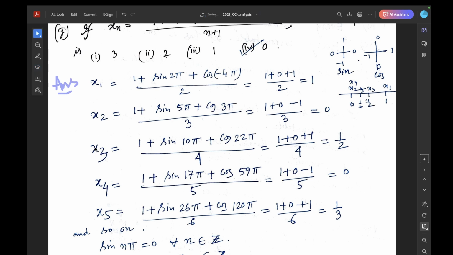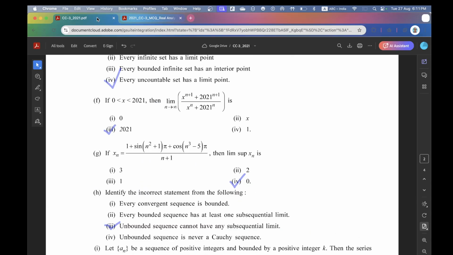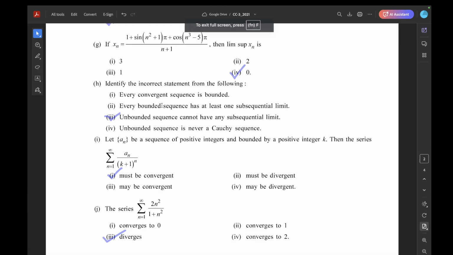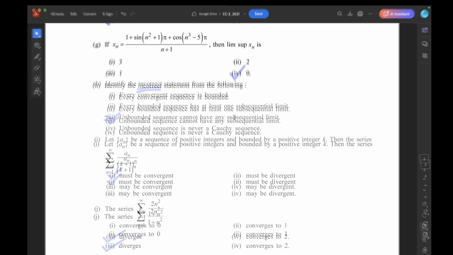Next question. Identify the incorrect statement from the following. Option 3: an unbounded sequence cannot have any subsequential limit. This is the incorrect statement. Note that options 1, 2, and 4 are all correct statements, but this 3 is the incorrect statement. Unbounded sequence cannot have any subsequential limit.